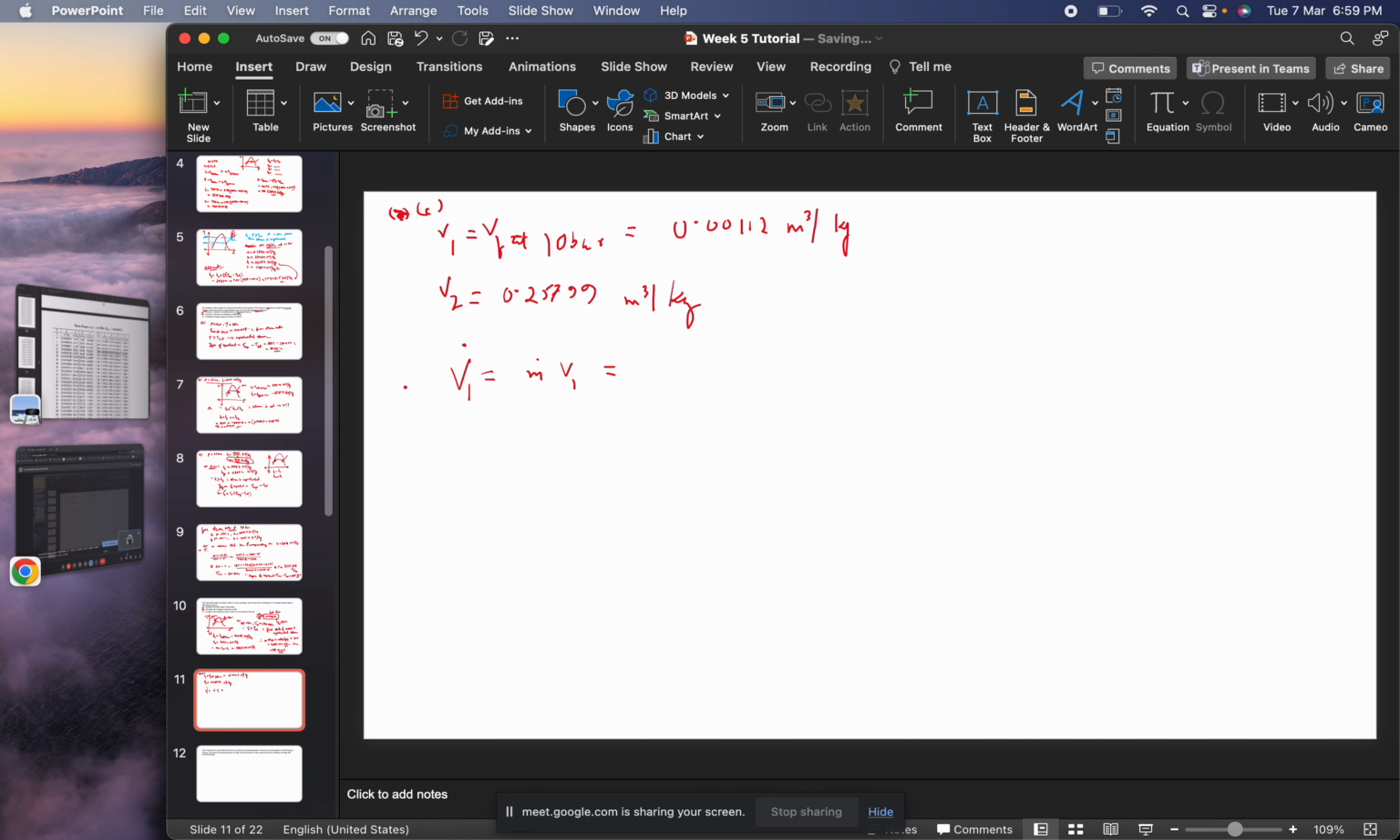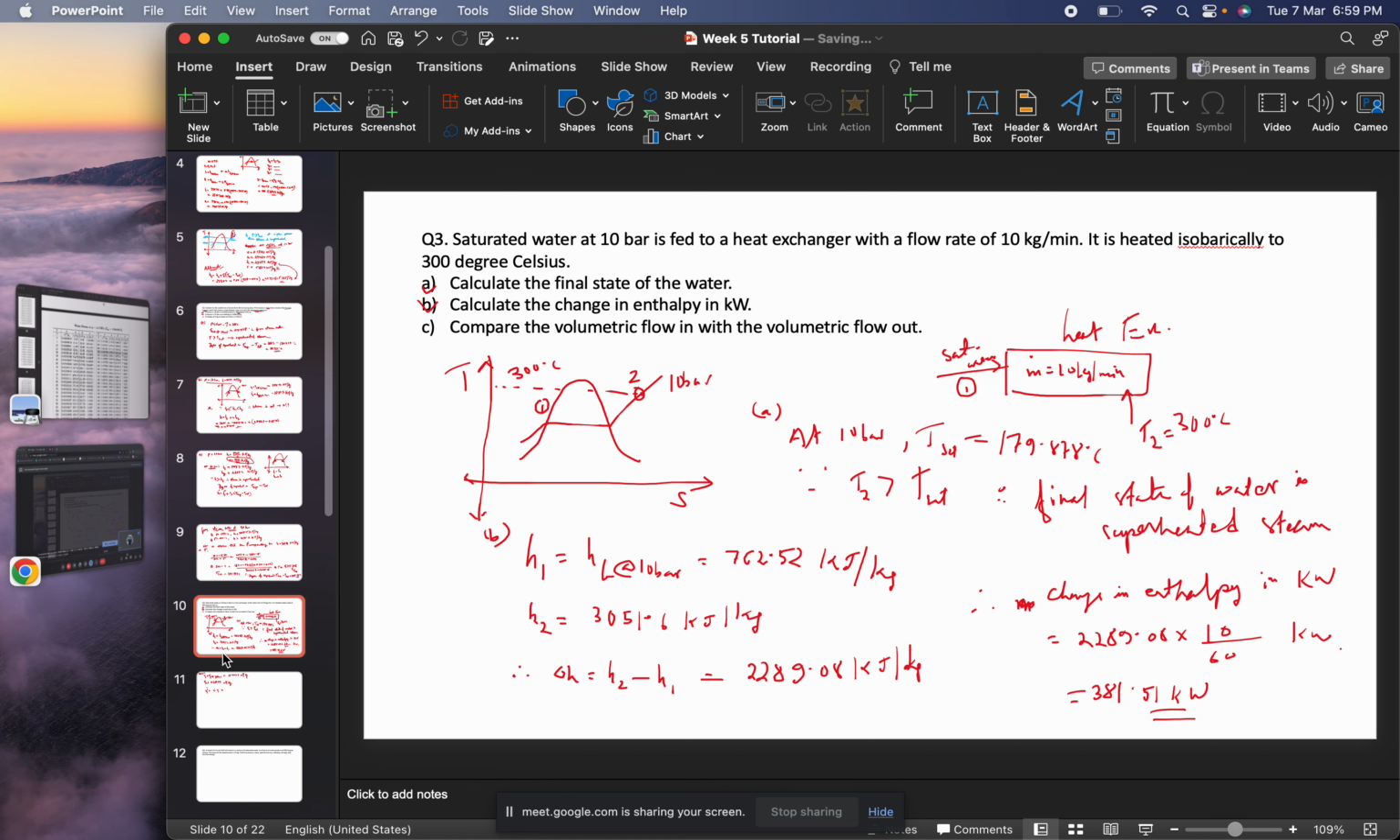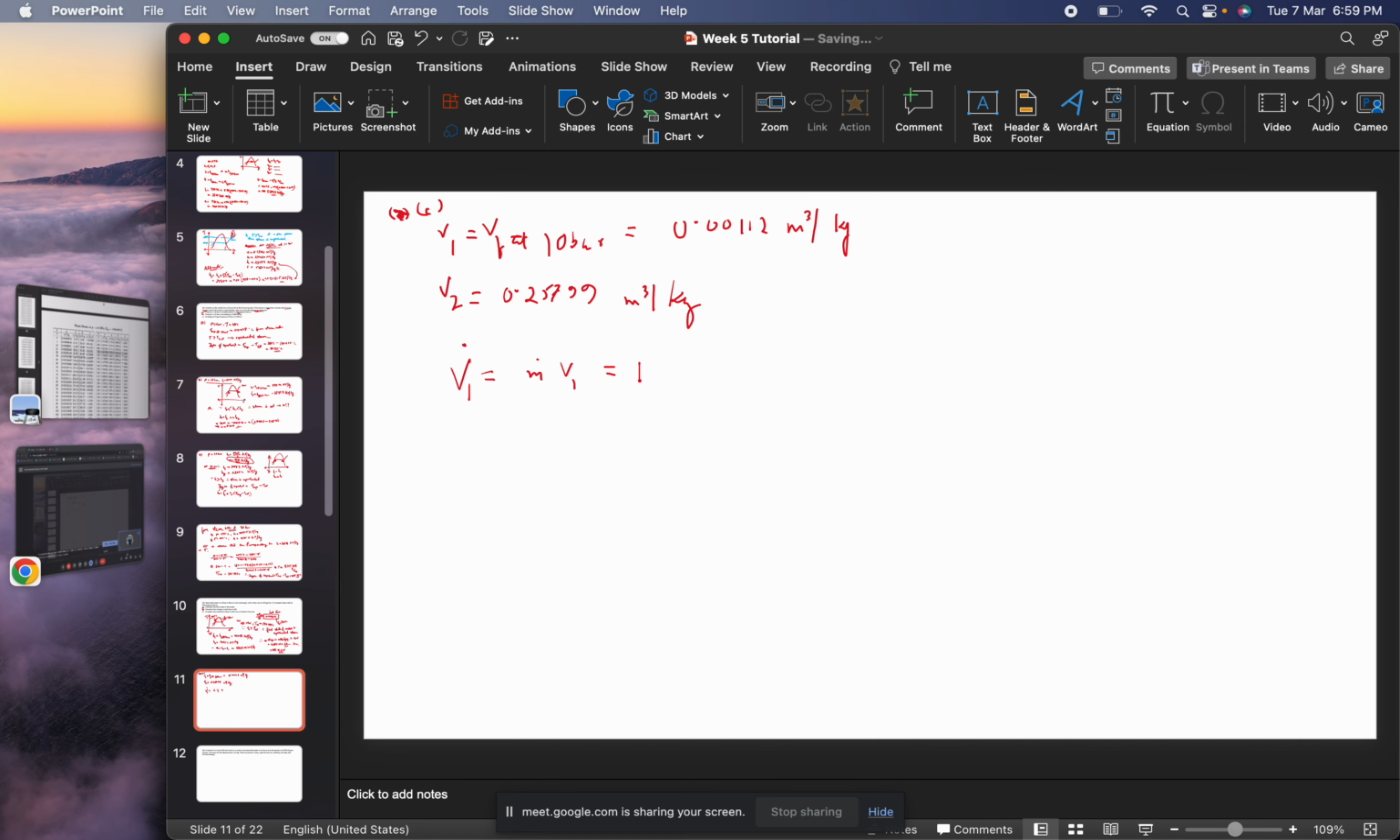So M dot is given as 10 kg per minute, so 10 into 0.00112 meter cube per kg into kg per minute. Okay, this cancels, so you'll get here 0.0112 meter cube per minute.